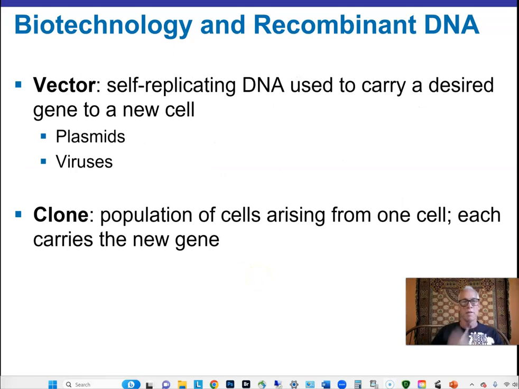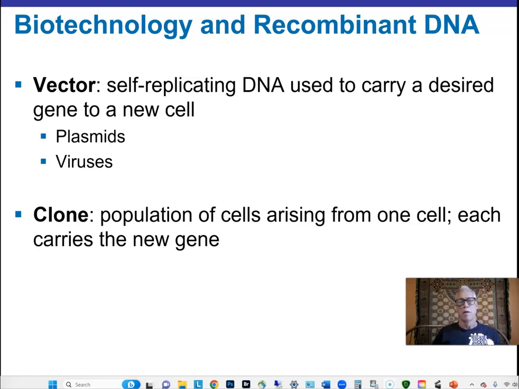A vector is a self-replicating piece of DNA that we can use to carry a gene into the new cell. We said that we want to take a gene from one organism that we're interested in having the product and insert it into another. Well, we're going to use a vector to deliver that gene of interest to a new organism. Typically, the most common types of vectors are plasmids, just a double-stranded circular piece of DNA.